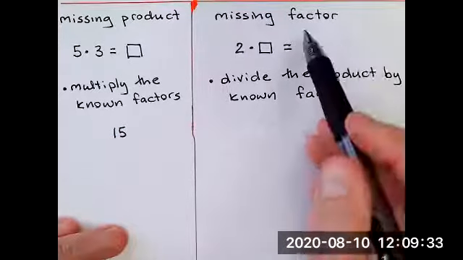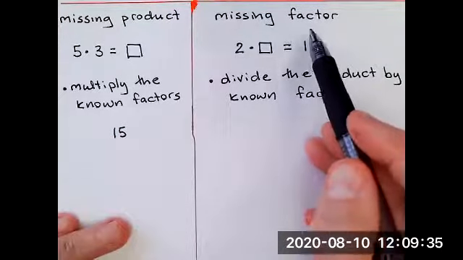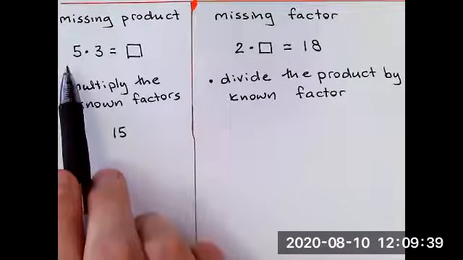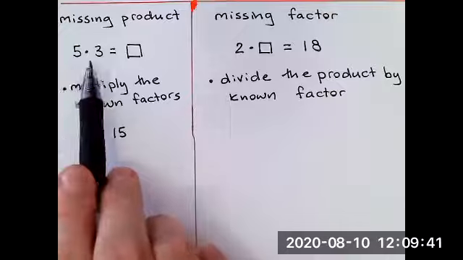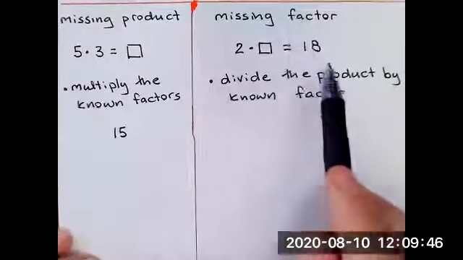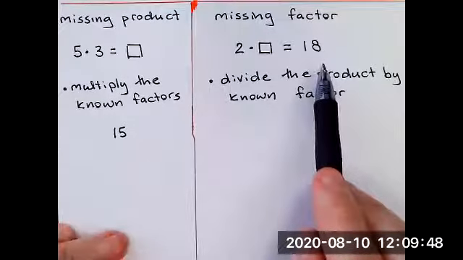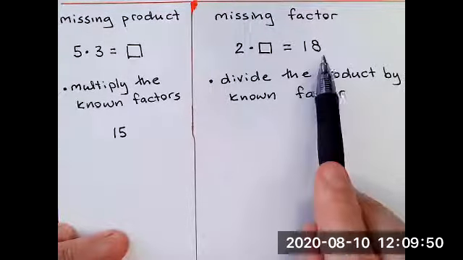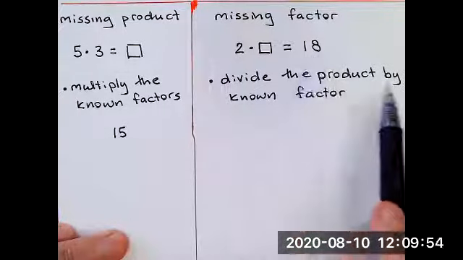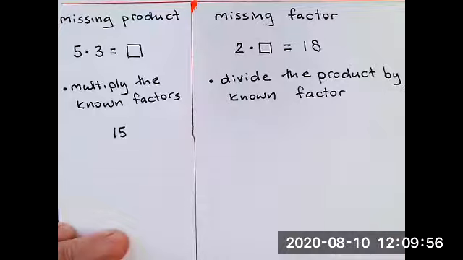When you have a missing factor, you have to be a little bit careful. Recall from the previous video, multiplication is commutative. 3 times 5 is the same as 5 times 3. But when you divide, the order is important. When you have a missing factor, you're going to divide the product, the answer, by the known factor.